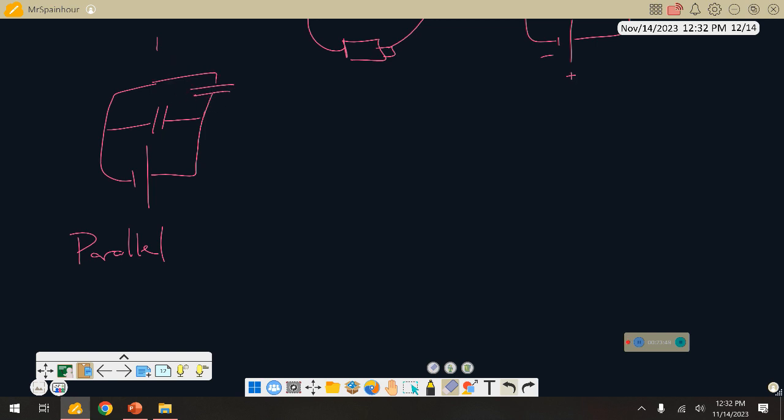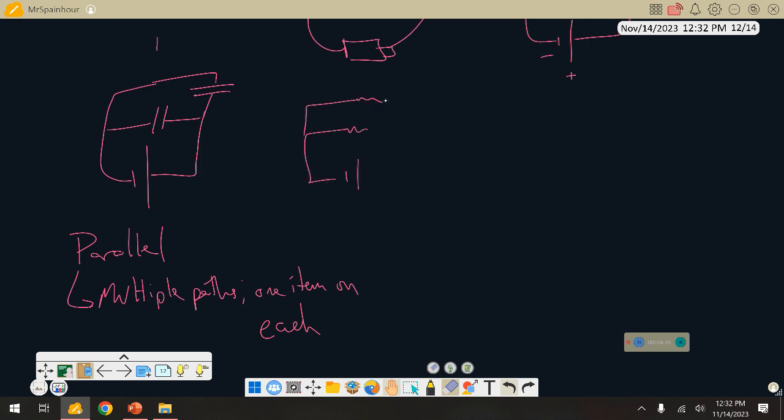is also in parallel with each other, because parallel in electricity does not mean the same as parallel in terms of math. Parallel basically means simple things: multiple paths, one item on each. I say one item because you can say parallel for a lot of different types of electronics. This is two capacitors in parallel. This is two resistors in parallel.